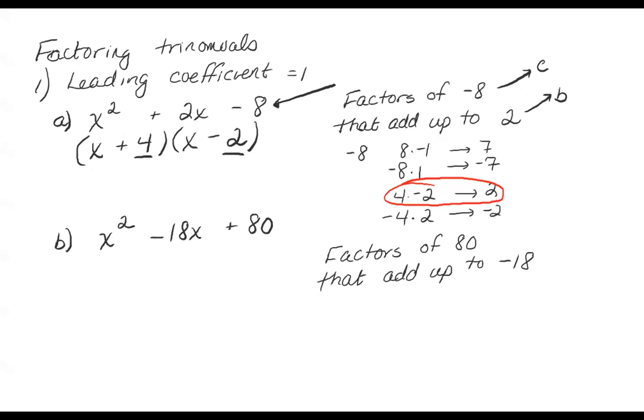Zach was fast on there, 8 and 10. And you are pretty much correct, Zach. What do you need to do with the signs on the 8 and the 10? Since they want to add up to negative 18, I need to make them both negative. So now that you've got them, you can go ahead and write down your factors, x minus 8 times x minus 10. And we're all good to go. Again, you can always check every factoring problem by multiplying it back out and making sure that you get the original expression.